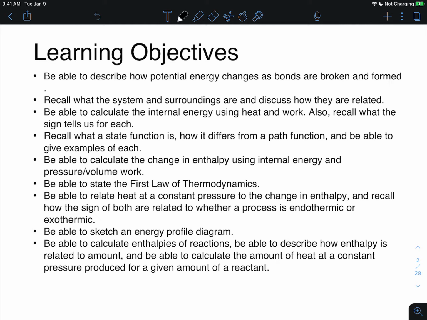You should be able to give examples of each, calculate the change in enthalpy using internal energy and pressure volume work, be able to state the first law of thermodynamics, look at constant pressure systems and how they relate to heat and enthalpy. And then again, knowing how the signs affect the process, whether it's endothermic or exothermic, sketch an energy profile diagram, and calculate enthalpies of reaction, and be able to determine how much enthalpy you have, how much heat you have.